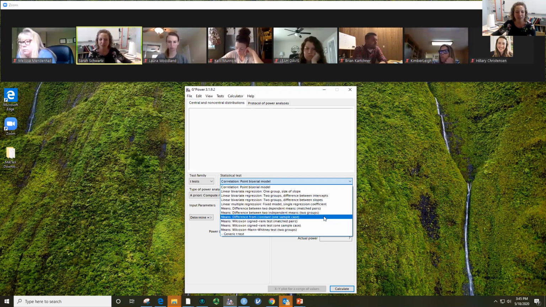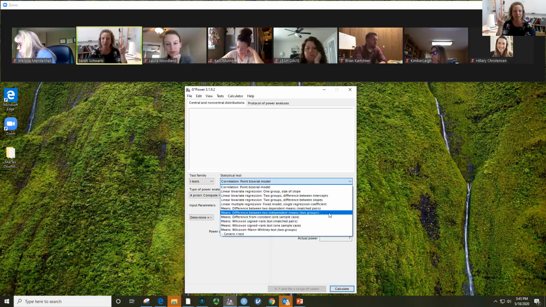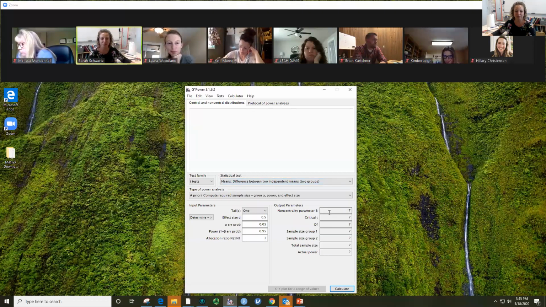Now, notice what's under that. There's the Wilcoxon sign test and the Mann-Whitney U test. Those are some other non-parametric tests that we're not doing right now. Let's go to that very middle one, difference between 2 independent means. That's what we were working with today. So let's go to that center one.